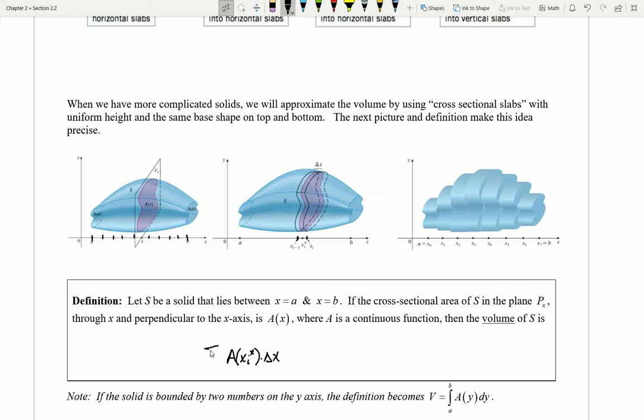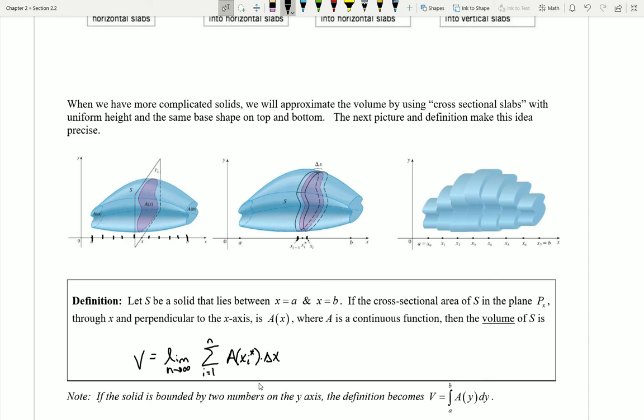I now would want to add up all of the slices that I have. I'll start at slice 1 and go to slice number n. And then to improve the approximation, we'll take a limit as n goes to infinity. So this here would represent the volume.